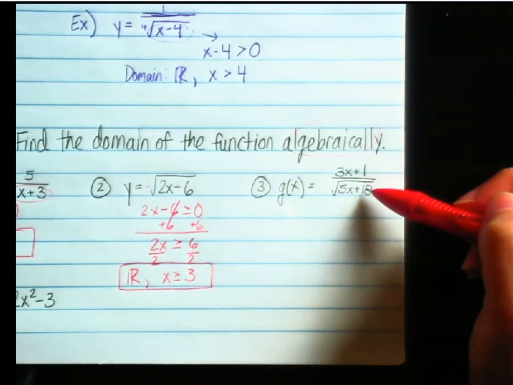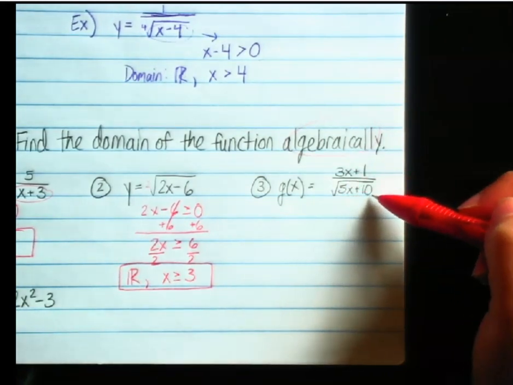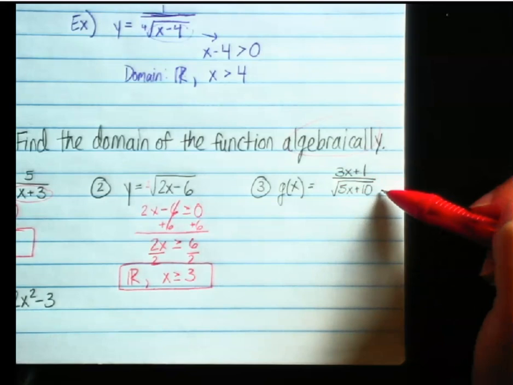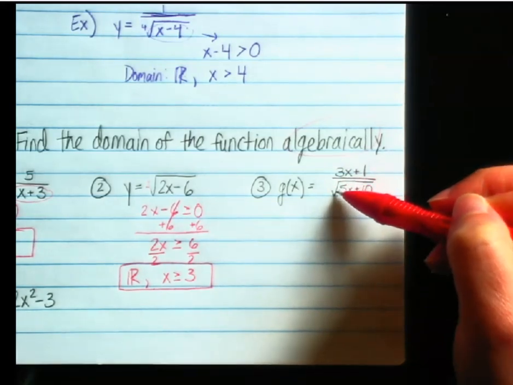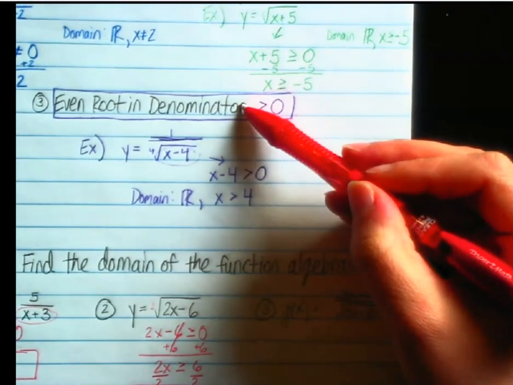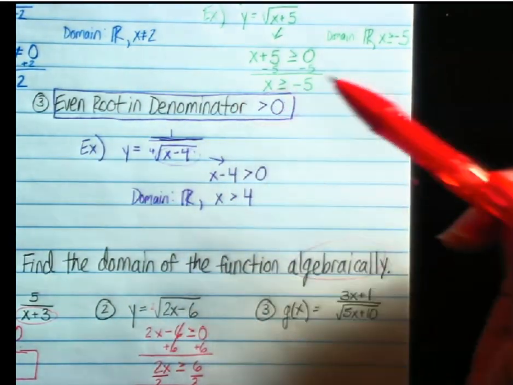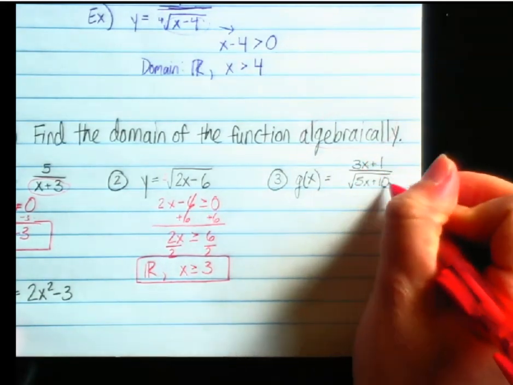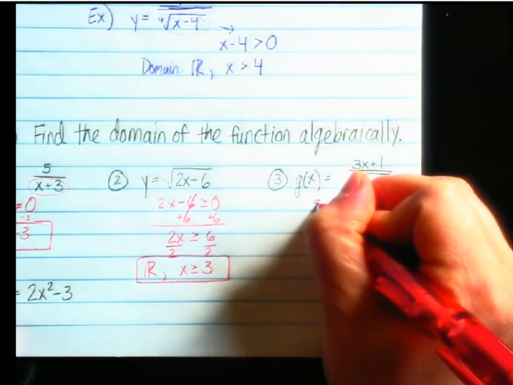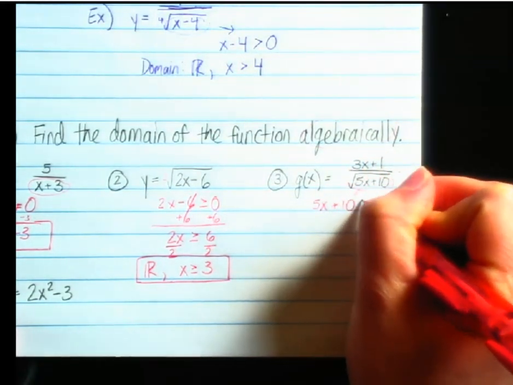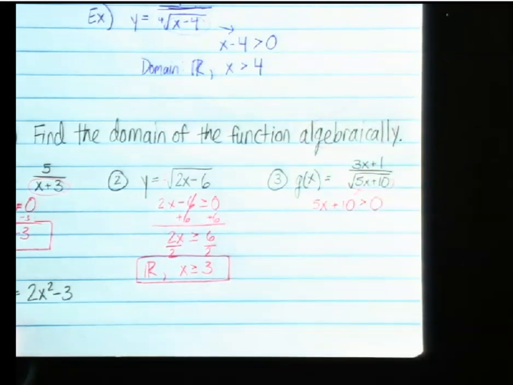Okay, 3x plus 1 divided by the square root of 5x plus 10. So now I have a denominator, but I also have an even root in the denominator. So that would be number 3, right? An even root in the denominator. So I would use this symbol, greater than 0. Okay, and so I would take what's inside the root, 5x plus 10, and I'd say that has to be greater than 0. And then I'd solve that.